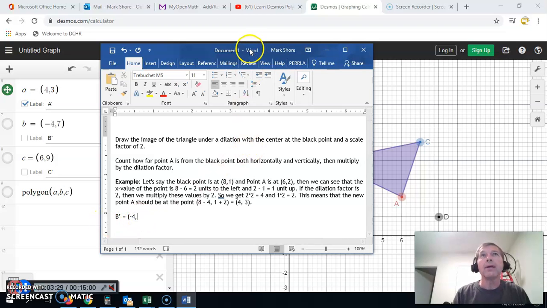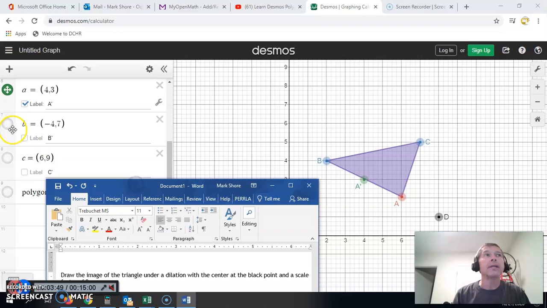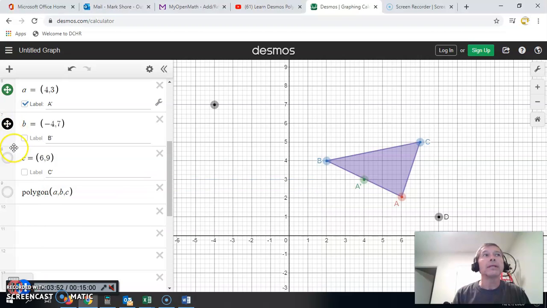How about the y part? Well, this y value on B is 4. This y value on D is 1. And that's 3 units higher. So now multiply that by the dilation factor of 2 and you say 6 units higher. And 6 onto that 1 takes you up to 7. So the new point should be at negative 4, 7. And let me go ahead and turn that point on. So there's your new point right there.